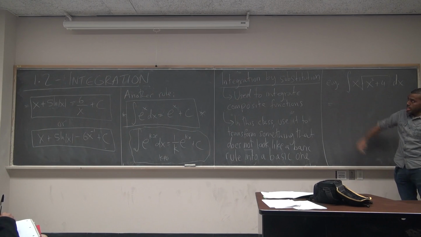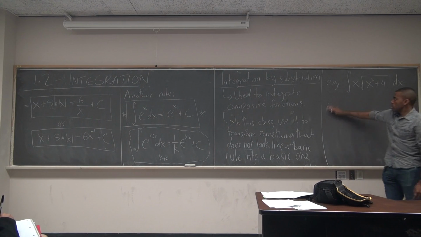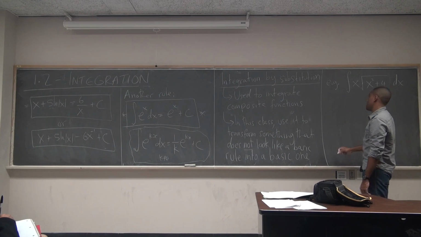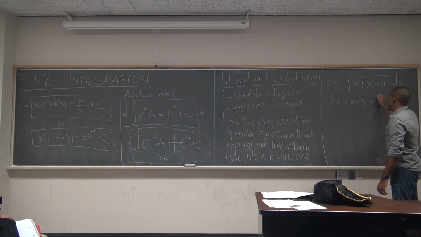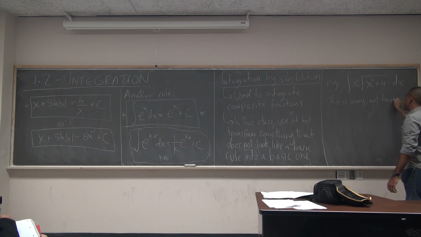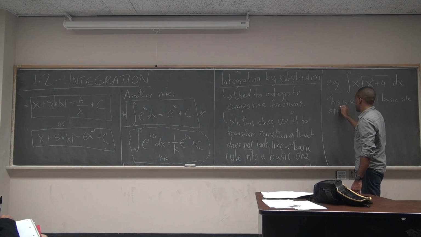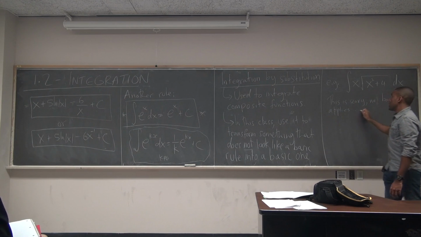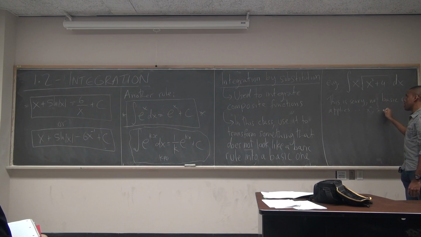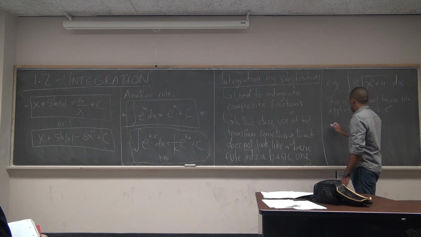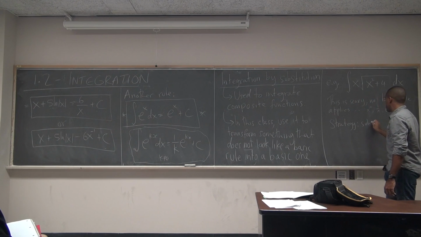Basically, substitution is going to be the technique that we use to make it into something that's not scary. So here, this is scary. No basic rule applies, right? Because it doesn't look like an x to the n, it doesn't look like a 1 over x, and it doesn't look like an e to the x. It looks like none of these, which are all the rules we have so far. So the strategy is to use a substitution.